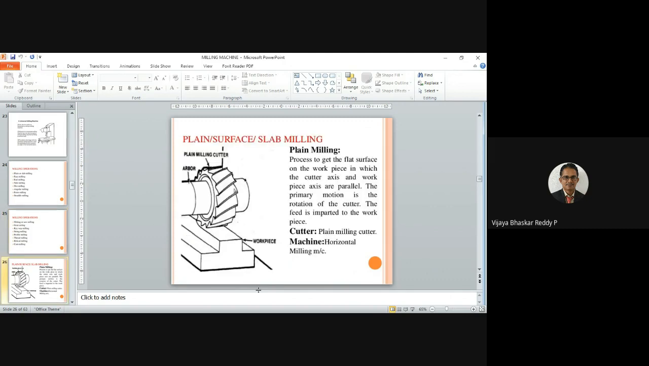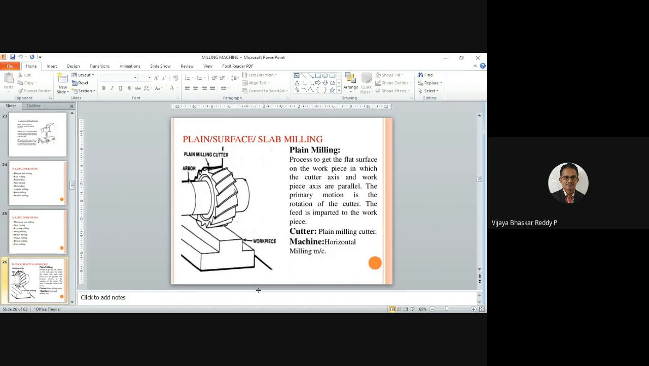Some of the milling operations can also be performed with lathe machines, but it is not that professional, it is not that much devoted to milling operations. So the first operation is plain surface or slab milling. Here the cutter has multiple cutting teeth, and we can obtain plain surfaces, maybe some slabs. It is a process to get flat surfaces of the workpiece in which the cutter axis and workpiece axis are parallel. The primary motion is rotation of the cutter.